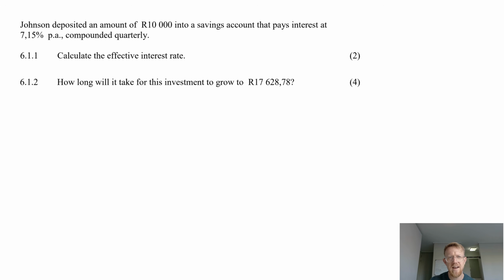Johnson deposited an amount of 10,000 Rand into a savings account that pays interest at 7.15% compounded quarterly. Calculate the effective interest rate.